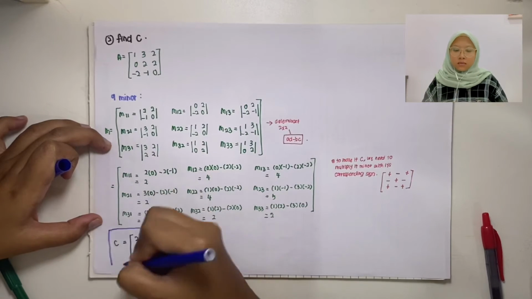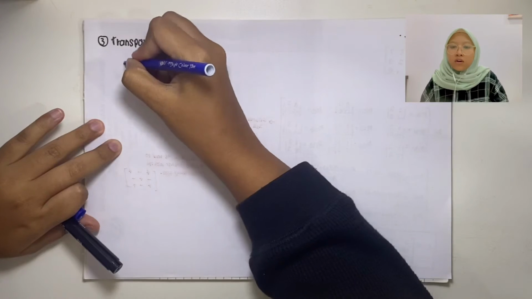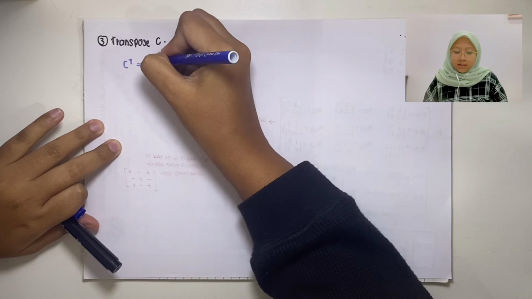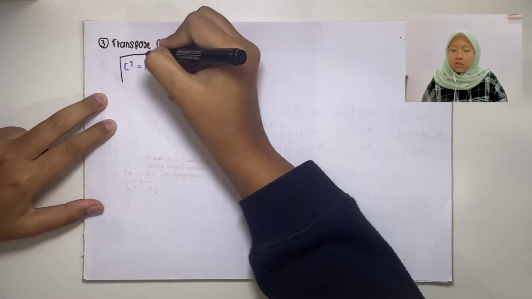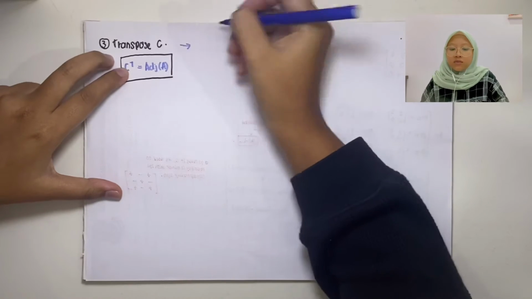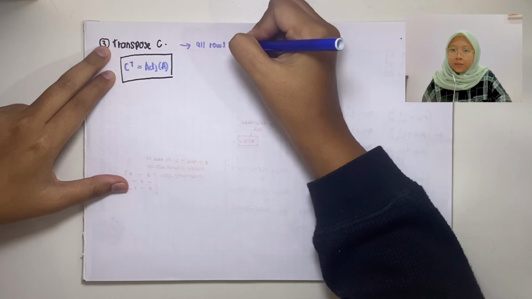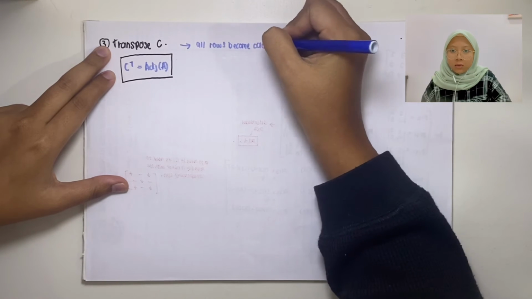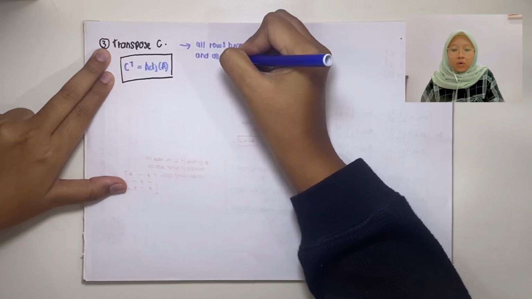So now we move to our step 3, which is transpose cofactor. As we know, C transpose is equal to adjoint A. To get C transpose, all rows become columns and all columns become rows.